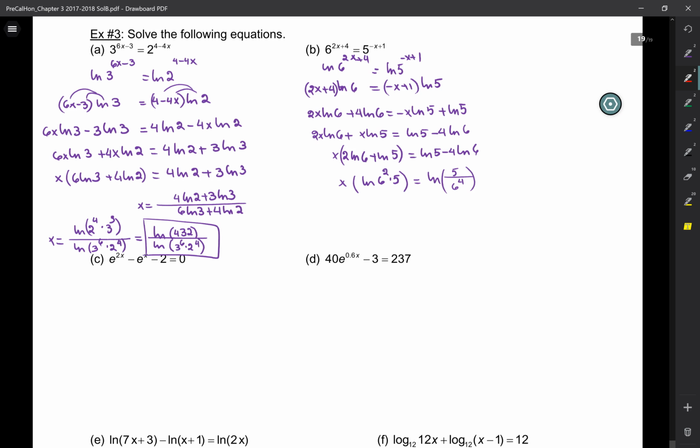Yeah, because I'm taking all the x's to one side and everything without an x to the other side. So this is 180, right? That means x is equal to ln of 5 over 6 to the 4 over ln of 180. Well, yeah, because it's ln of and then ln of.